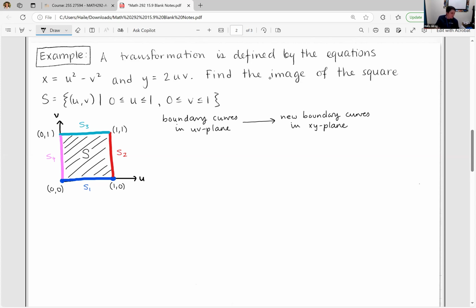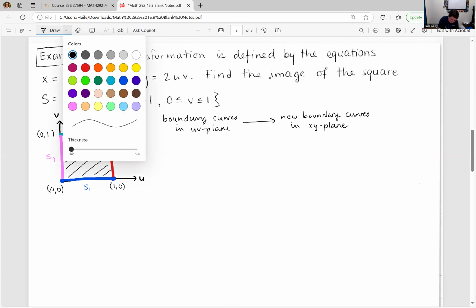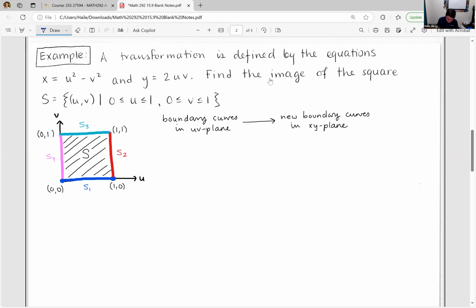Right? So let's see how this goes. Well, first, I need to get some insight into how these curves behave. So I'm going to color code this work so that it stays interpretable when you go back and read it. So first, let's focus on the blue side, S1.